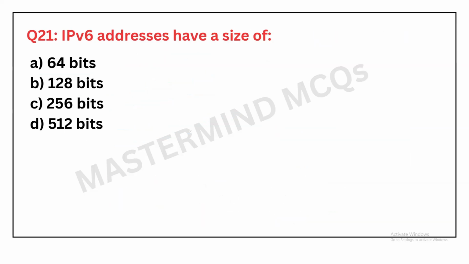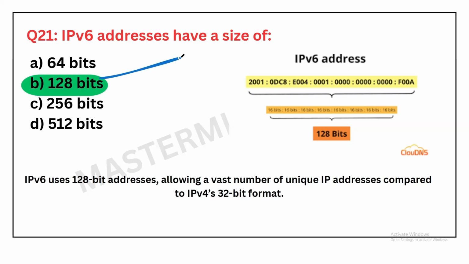Question number 21. IPv4 addresses have a size of: option A, 64 bits; option B, 128 bits; option C, 256 bits; option D, 512 bits. The right answer is option B, 128 bits.